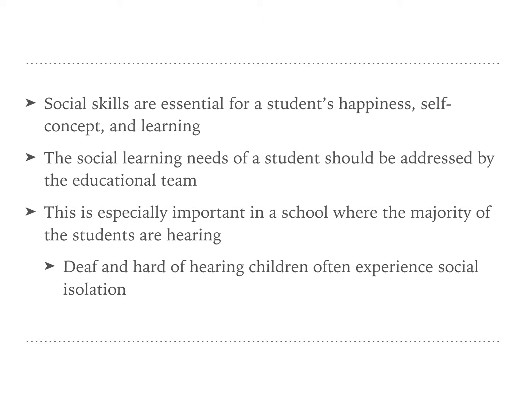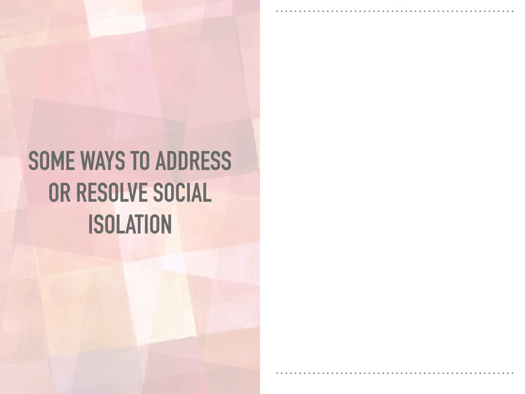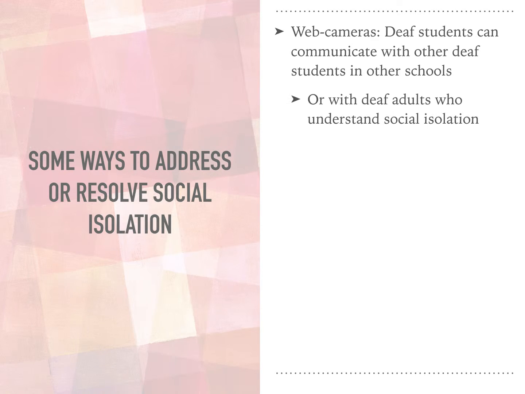For this reason, deaf and hard of hearing children often experience a sense of social isolation as they have trouble connecting with their peers. So what are some ways to address or resolve the social isolation that a deaf or hard of hearing student might experience? For one, a school can set up a connection through webcams where deaf students at one school can communicate with deaf or hard of hearing students at another school that may not be nearby. Or they could set up these interactions with other deaf adults who may have gone through the same experiences that the student is currently experiencing and can help them understand their social isolation and give some advice.